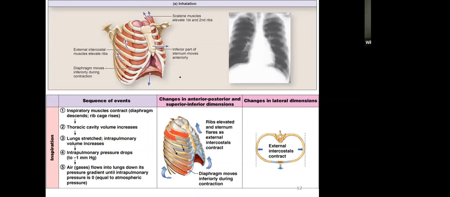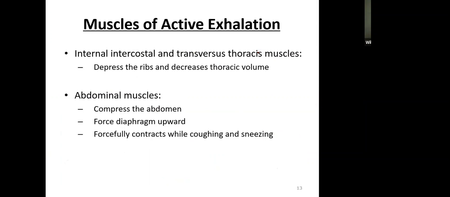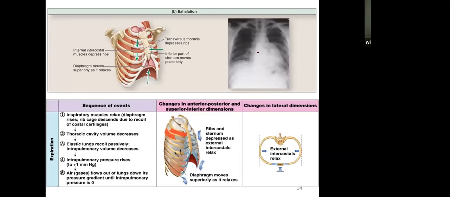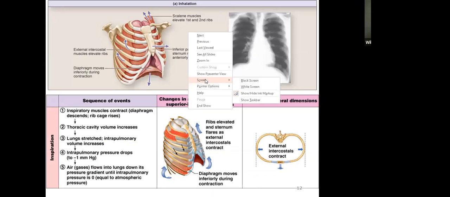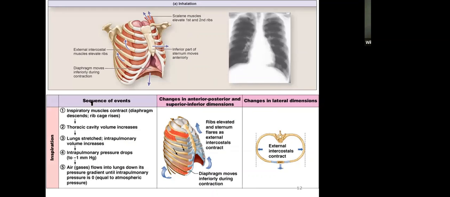So now let's look at the sequence of events and start to put it all together. We'll look at some imaging as well. I've got some X-rays, so you can see the difference in the X-rays, and I'm going to show you the different parts of the X-rays. So here we have the first process. This is inhalation, and I'm going to show you what the muscles do in this and how this appears. So we've got a sequence of events.